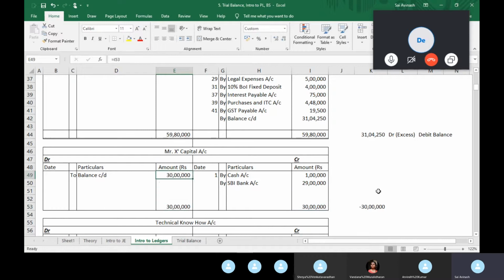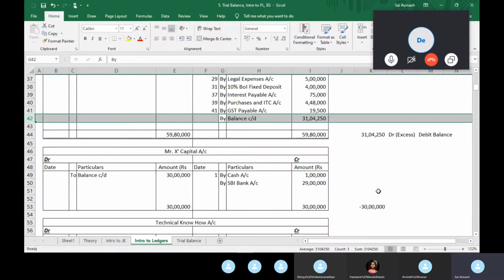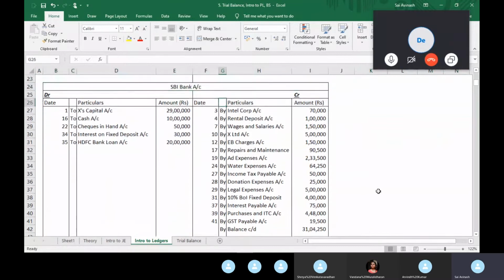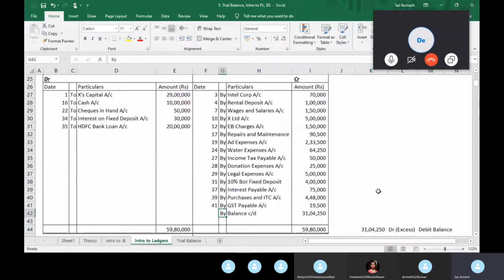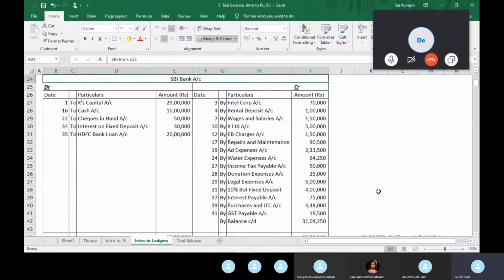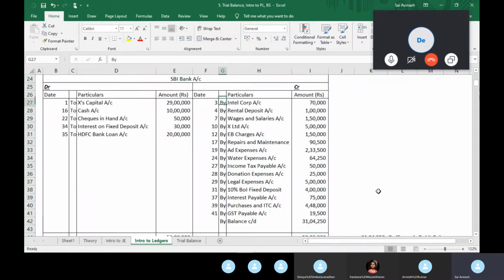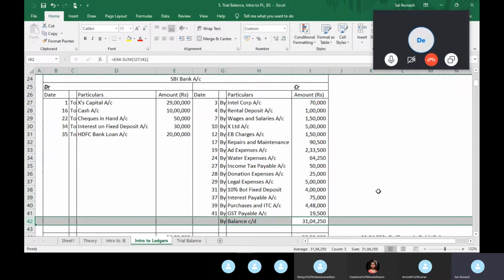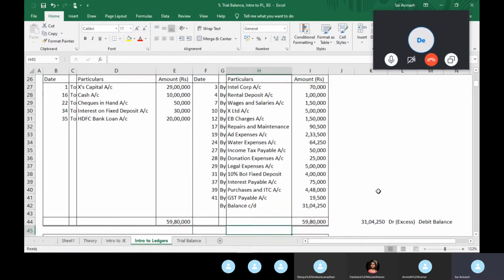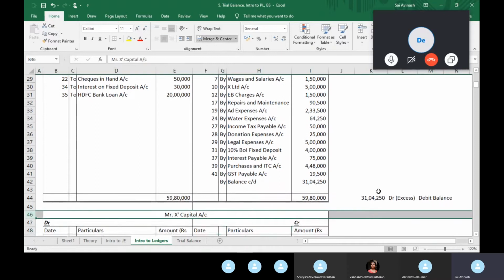So what do we mean with the idea that balance carried down? We mean that the next day, the opening balance in a respective account will be 31 lakhs. So for example, let's say that this ledger represents all the transactions that have happened today on 1st May. At the end of today, you want to know what the remaining balance is in your account. What is the bank balance they have? So you go ahead and close the ledger and you will figure out that you have 31 lakhs left in your account.